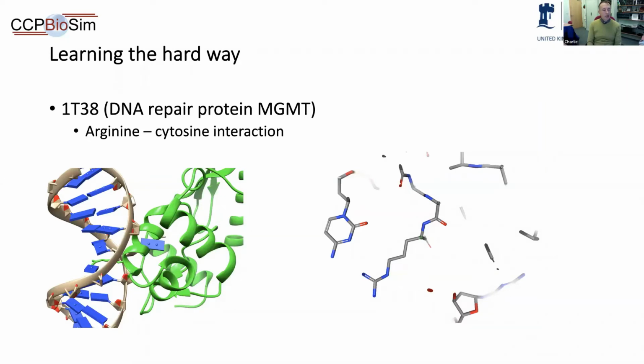What was interesting is we were trying to understand how these two things could recognize each other. And one of the things that was evident from the crystal structure was that there was this arginine, what we call an arginine finger. You can see it in the picture on the right there, this arginine, which had inserted from the protein right into the center of the DNA. And you could see that in the crystal structure. It was inserted in, it was making interactions with this cytosine base. And we were interested to understand, was this the way that the protein had recognized that this piece of DNA was damaged?